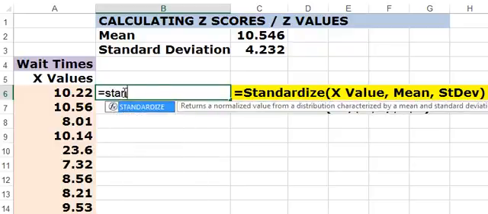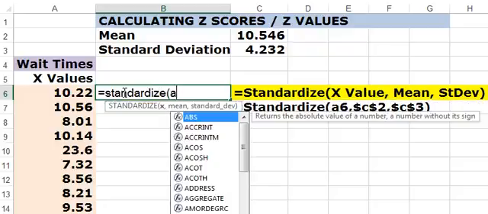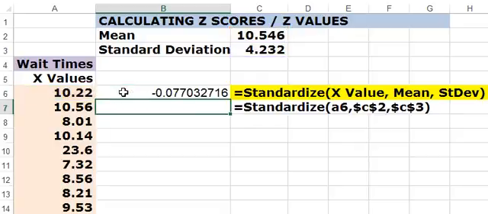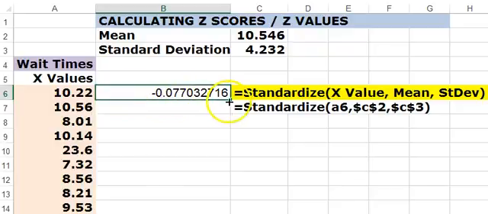We can also use the STANDARDIZE formula to calculate z-values or z-scores in Excel. So that's equal STANDARDIZE, and our A6 is that 10.22 wait time, comma. Our mean, again, we lock that in, $C$2, comma, and then it's asking us for the standard deviation. And then $C$3, and we close our parenthesis and press enter. And as you can see, we put commas between the X value, the mean, and the standard deviation, and those of course are enclosed in parentheses. So we get the exact same value, and we just drag it all the way down.